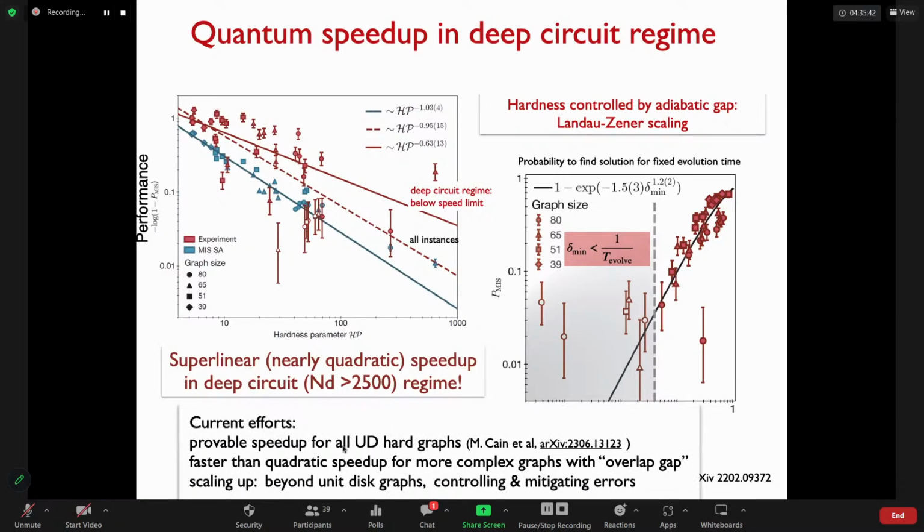So we now were able to prove theoretically that it's possible to have a quadratic speedup for a certain class of hard instances of unit disk graphs. We are also exploring ideas for faster than quadratic speedup using the overlap gap property as a concept in computer science. And we're also looking at scaling up, in particular, looking beyond unit disk graphs, controlling and mitigating errors.